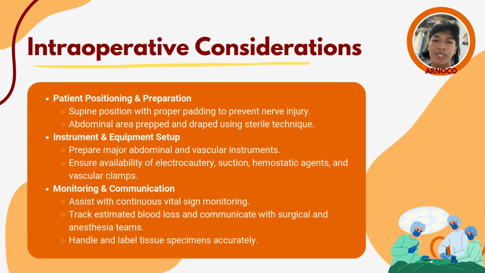For the intraoperative nursing considerations, during the Beger procedure, the patient is positioned supine with proper padding to prevent nerve injury. The upper abdominal area is prepped and draped using strict sterile technique. Nurses prepare essential instruments including abdominal and vascular sets, suction, electrocautery, hemostatic agents, and vascular clamps due to the proximity of major vessels. Throughout the operation, nurses assist in monitoring vital signs and fluid balance, track estimated blood loss, ensure blood products are available, and communicate any significant intraoperative changes to the team.